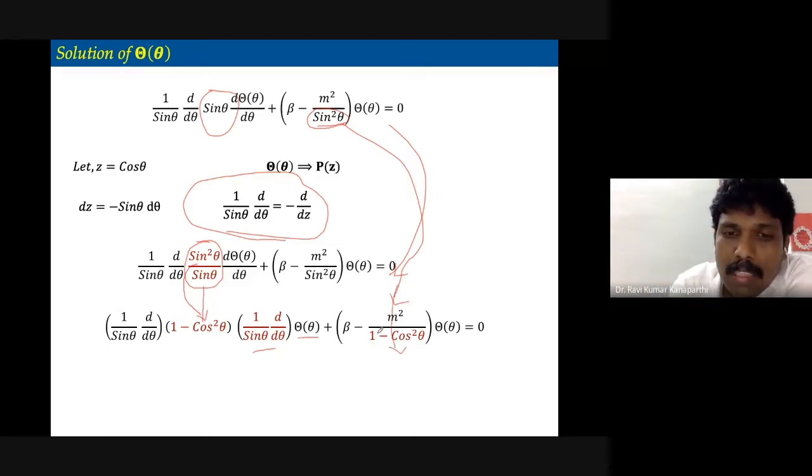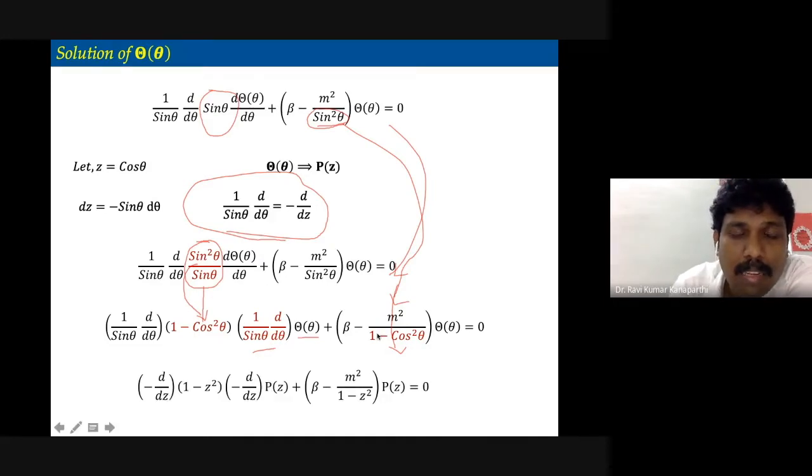After all these expansions, using a little bit of mathematical tricks, you can start replacing 1 over sine theta multiplied by d by d theta with minus d by dz. That is exactly what is done here. This is replaced with minus d by dz, and this is 1 minus z square, because cos theta is nothing but z. And this again I can replace with minus d by dz.